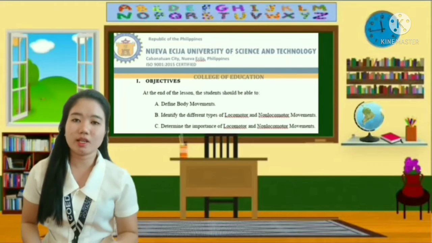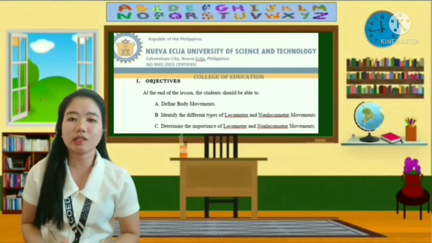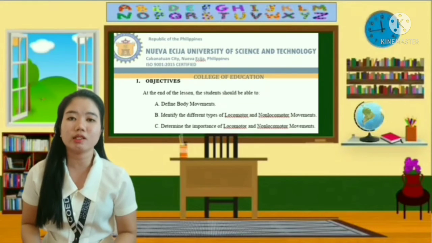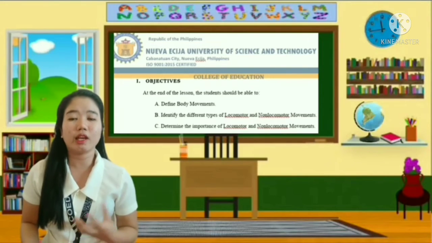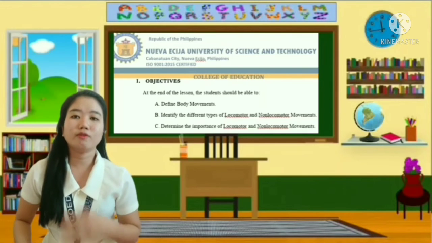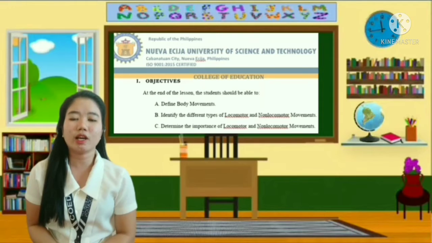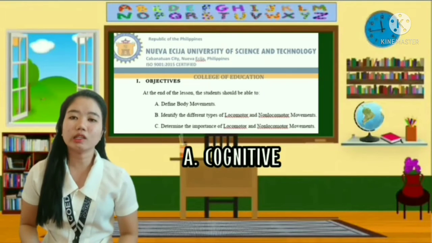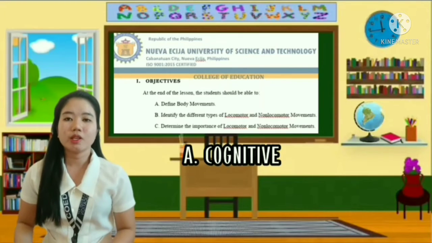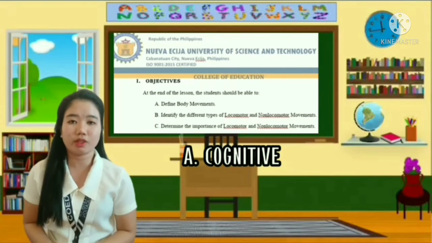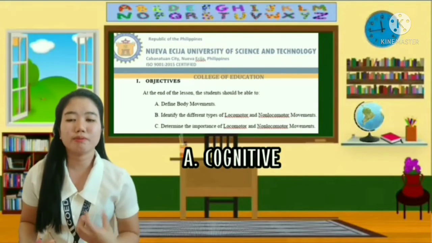So as you can see in the examples, making objectives will serve as the basis of the teacher on what are the things that should be done at the end of every discussion. And objectives will be divided into 3 domains. So first one is we have the cognitive. So cognitive deals with the intellectual side of learning. So meaning to say, cognitive may answer the question on what do we want to learn at the end of the day's activity or at the end of the meeting.